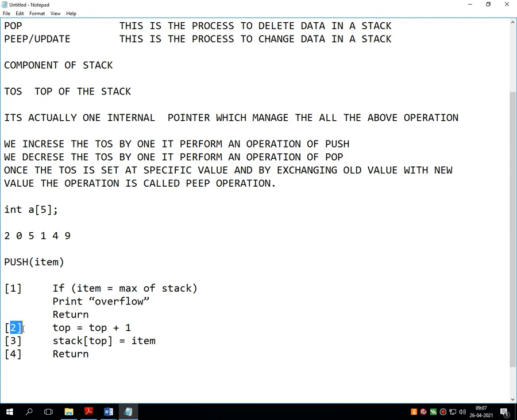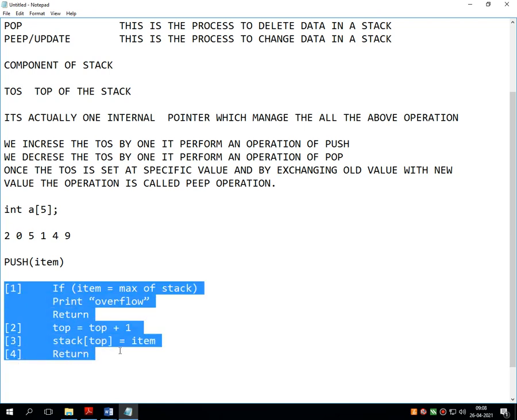Otherwise, every time the top of the stack gets increased by 1. If you remember, I have already written over here, whenever you increase the top of the stack, here instead of TOS I have mentioned the word top. Any variable name I can take. That means if I increase the value of top by 1, then I can store a new value on the desired location of the stack and it gets returned. So using this function, I can store any value inside the stack.